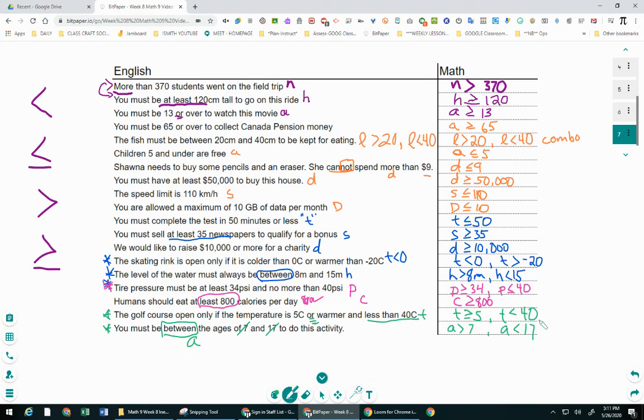Well, I hope my billion examples helped you wrap your head around this. Feel free to review, and next thing we'll go on to is graphing these.